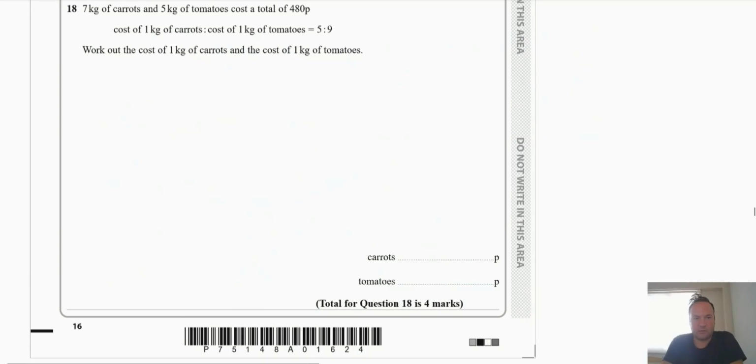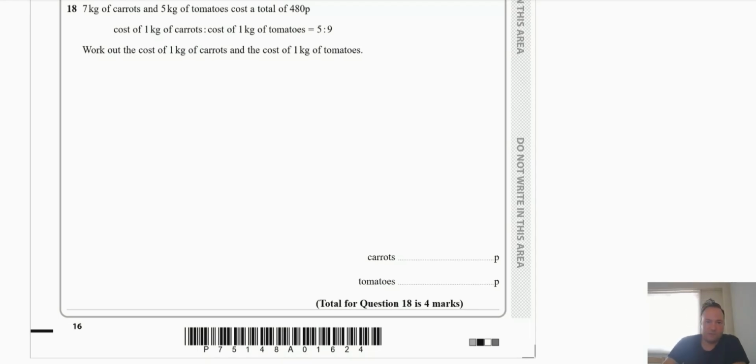Question 18. 7 kilograms of carrots and 5 kilograms of tomatoes cost a total of 480 pence. The ratio of the cost of 1 kilogram of carrots to the cost of 1 kilogram of tomatoes is 5 to 9. Work out the cost of 1 kilogram of carrots and the cost of 1 kilogram of tomatoes.